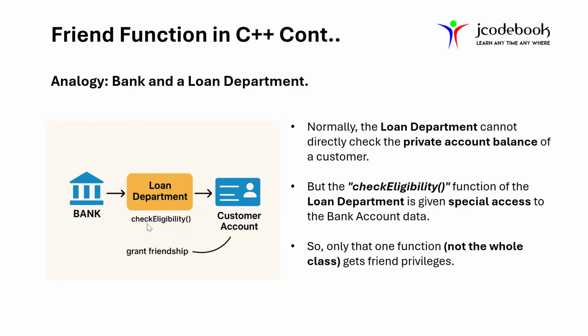So this check eligibility function that is a member of a loan department can be a friend of a customer account and can access the private information. So we can provide this function friendship, so that it can be the friend of a different class, in order to check the eligibility for the loan or not. So let us understand how to implement this application with the help of a programming example.